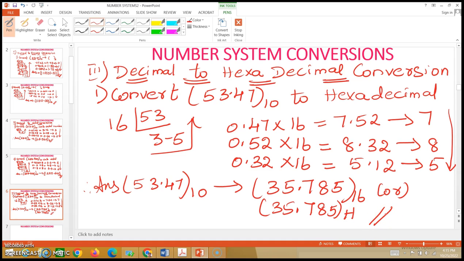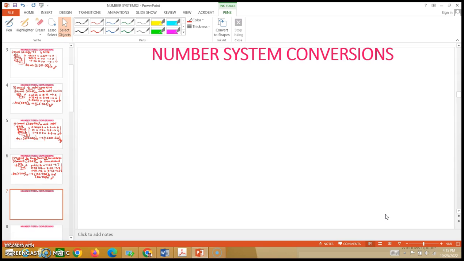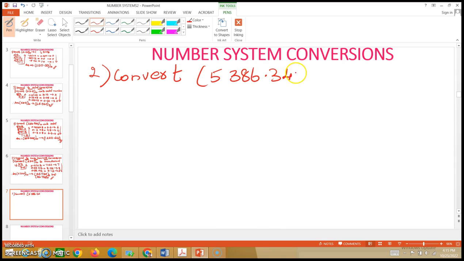Now we'll see the second example for the third part. What is the second example? That is convert 5386.345 to the base 10 into hexadecimal.